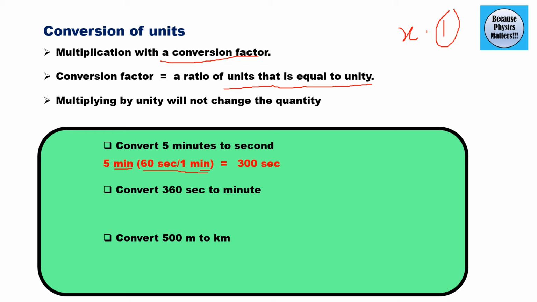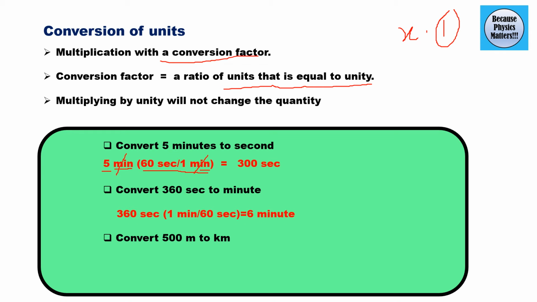You will define the conversion factor in such a way that the denominator unit and this unit, these two units must be the same, so that they will cancel out. You can cancel this minute with this minute and your answer will be in seconds. So that will be 300 seconds. Okay, I will give you another example.